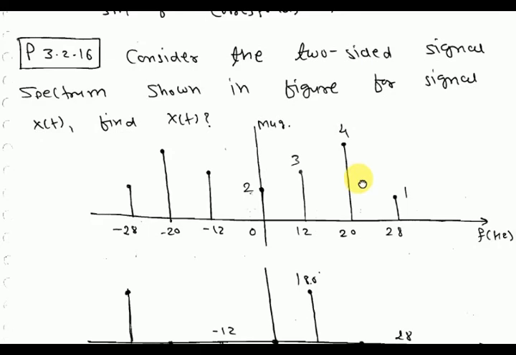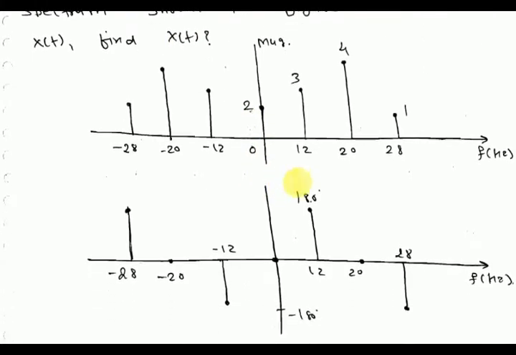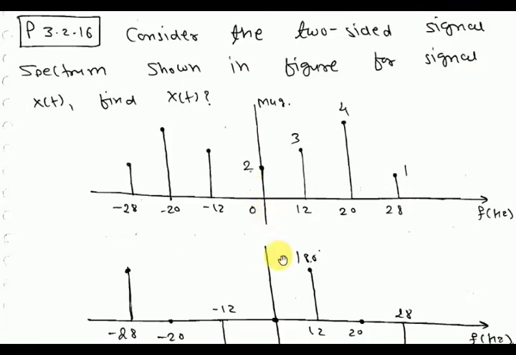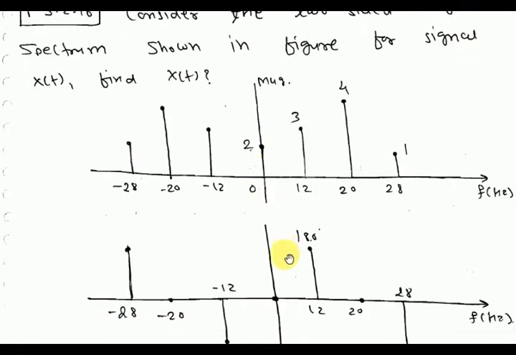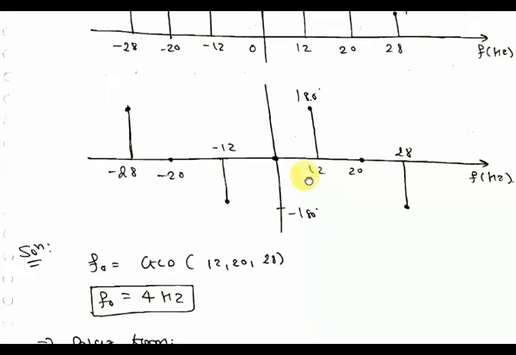Now, consider the two-sided signal spectrum shown in the figure for signal x of t. Find x of t. For the given signal, you have to find x of t, which means you have to represent it in Fourier series form. So the plot is given, meaning the spectrum is given, magnitude and phase. So how will we calculate it?